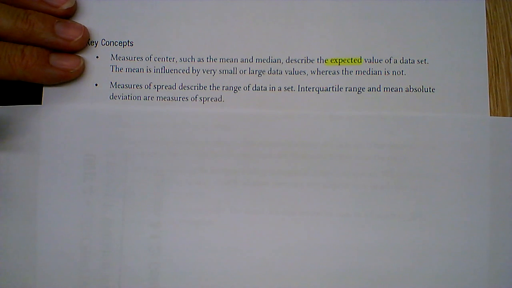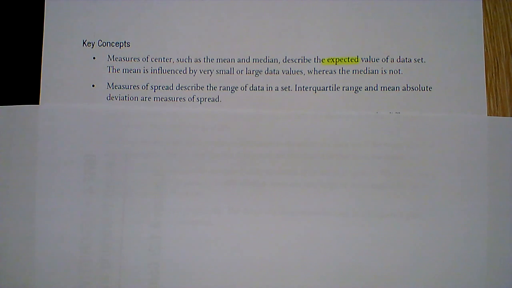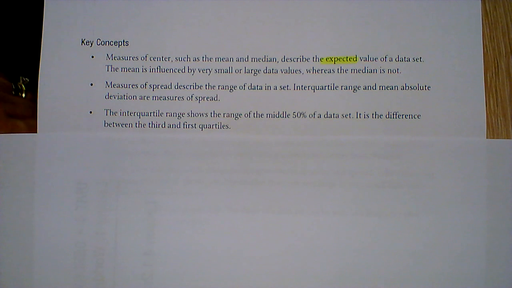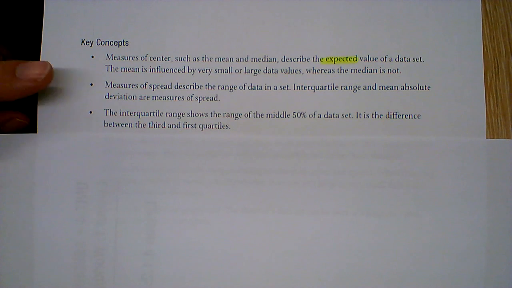We've also talked about the measure of spread, and that describes the range of the data. How spread out is the data? The interquartile range, something we haven't discussed yet, is a measure of spread, and the mean absolute deviation is a measure of spread, and we'll learn how to do those a little bit later in this video. So the interquartile range shows the range of the middle 50% of the data set. We talked about that today when we looked at that rectangle. It's the difference between the first and the third quartile. So you just take the third quartile and subtract the first quartile from it.